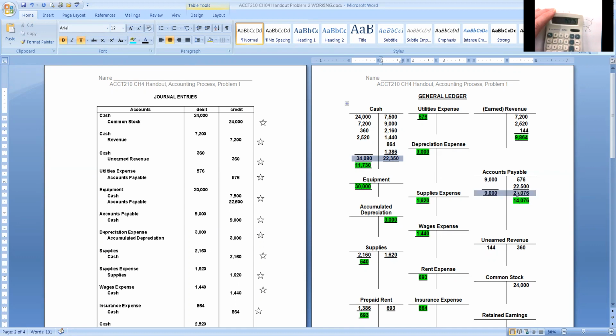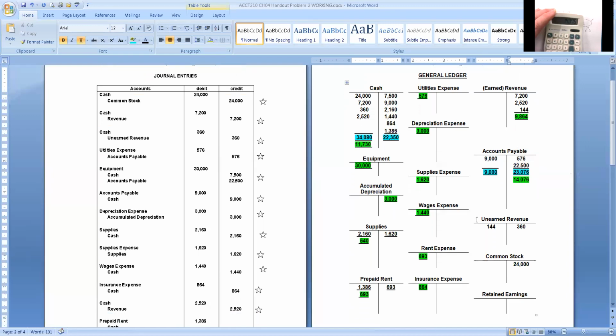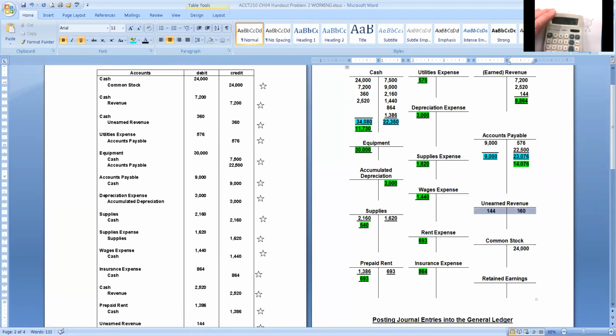Okay, this one: 360 minus 144. $216. So there's 216 of unearned revenue. We still owe services for 216.